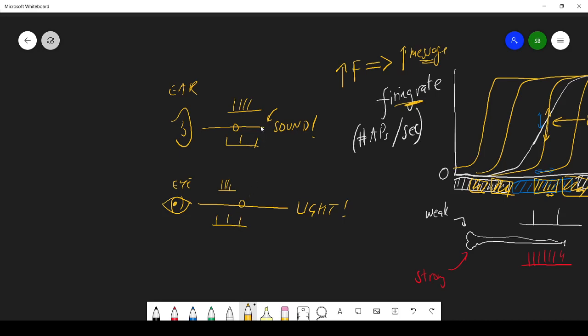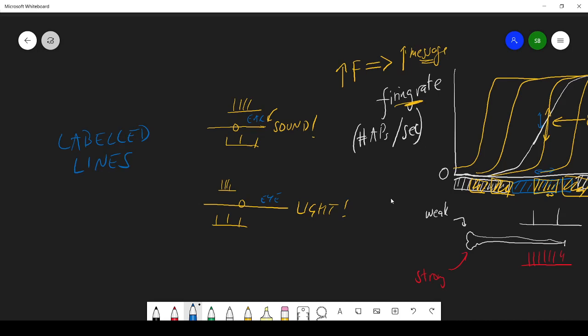So if I'm sat inside my brain and I can't see any of this, all I see is these impulses coming in. I just need to know where they're coming from. So this is labelled as from eye. This is labelled as from ear. So this is why we call it the labelled lines idea of information encoding. So it's where it's coming from.